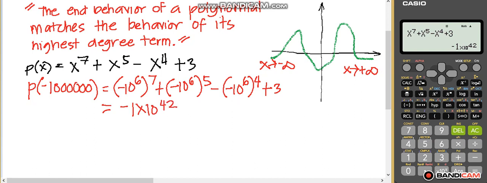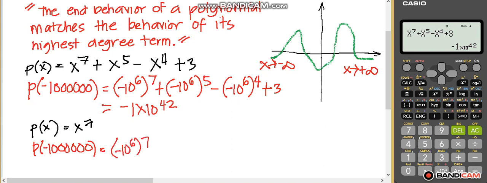So what if we adapt the same idea for the values approaching negative infinity? We'll try x raised to 7 only. We will also remove the succeeding terms. So that's p of x equal to x raised to 7. Okay, so let us try p of negative 1 million, to represent negative infinity. And then input it in our function, raised to 7. So, still, class, that's equal to negative 1 times 10 raised to 42.